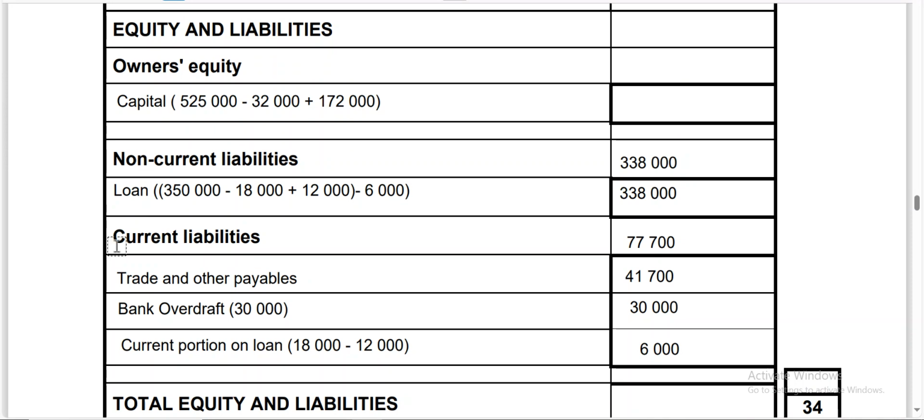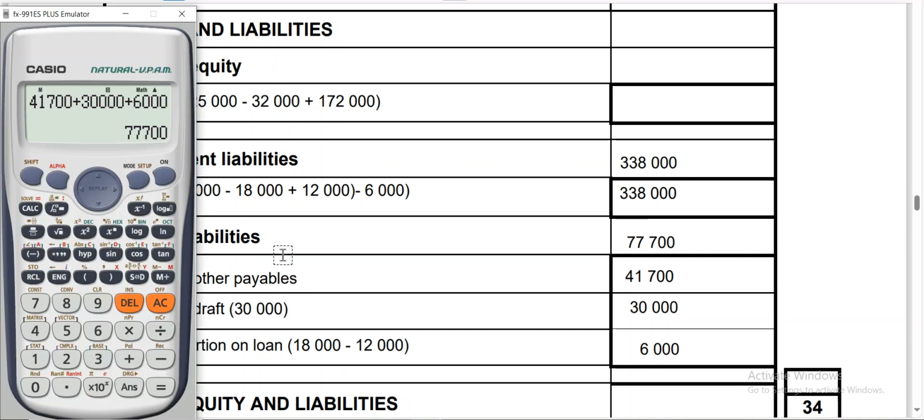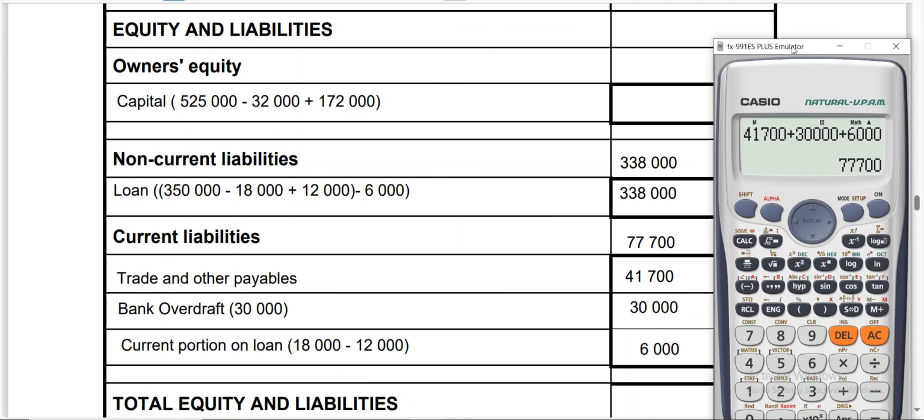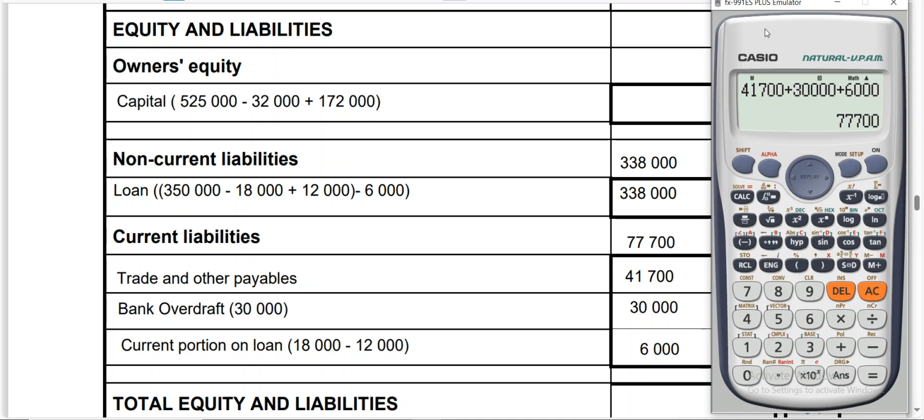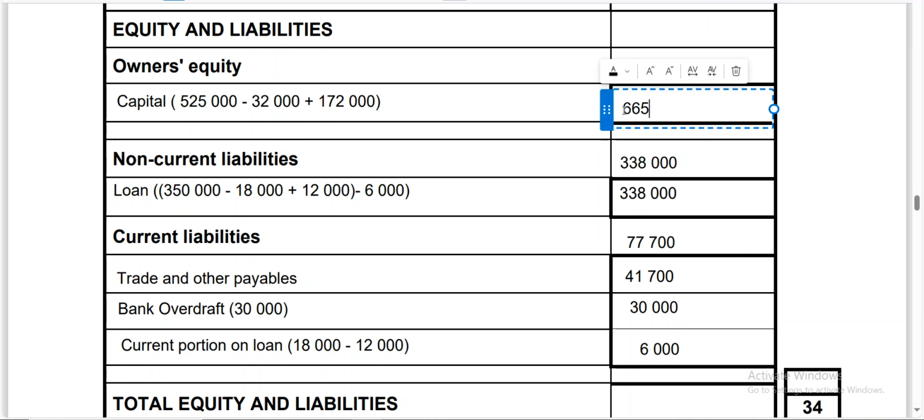So let's close off our equity note. Our equity note, according to this, is going to be 525,000 minus 32,000, and then plus 172,000. Our answer is 665,000. So that 665,000 will come here, and then I'm going to put it on owner's equity to show that it is the total for owner's equity.